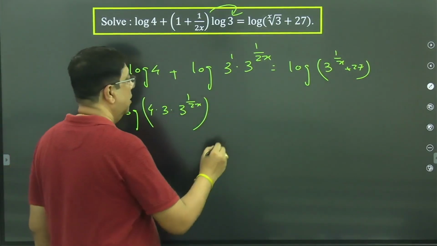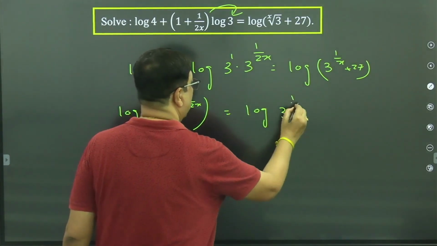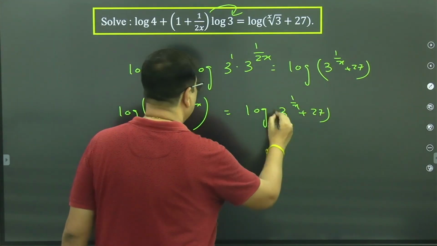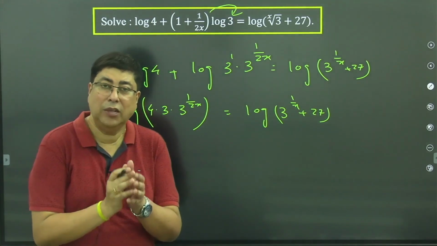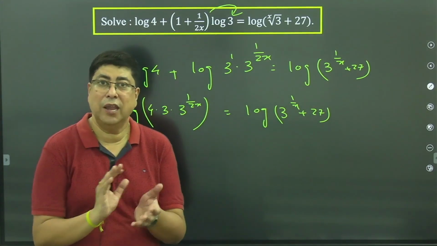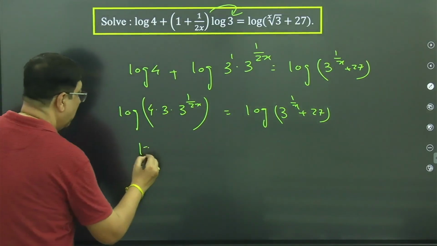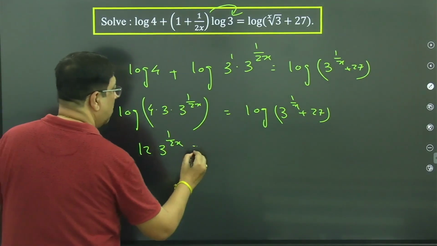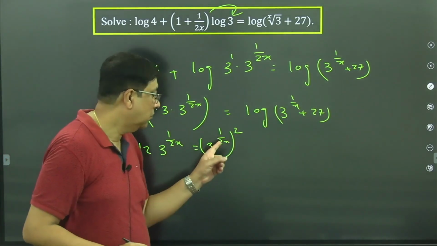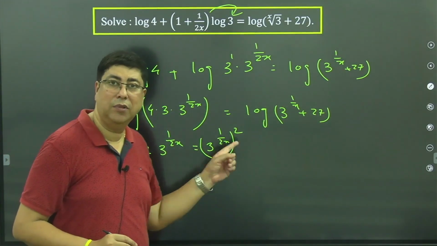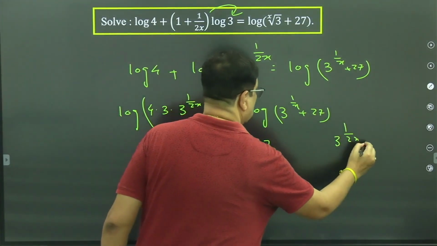Okay, and remember here log, what is coming here, 3 to the power 1 by x plus 27. So I can remove the log on the left hand side and also the right hand side. Actually we are applying the anti-log property, but not needed nowadays. तो anti-log तो छोड़ दिया है, छोड़ दो. तो यहाँ पे 12 into 3 to the power 1 by 2x equal to 3 to the power 1 by 2x का whole square. Okay, 1 by 2x whole square, because a to the power m to the power n, a to the power m into n, plus 27.